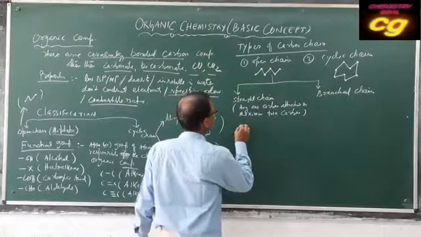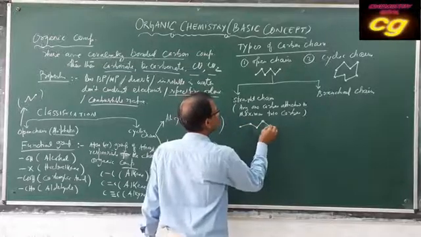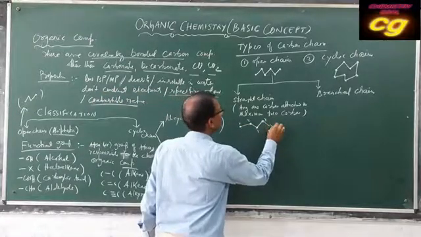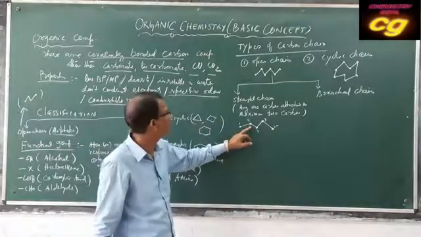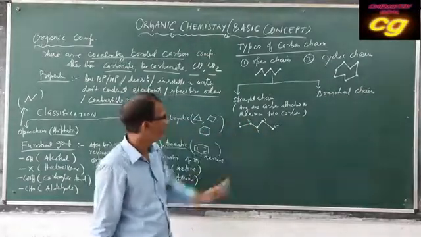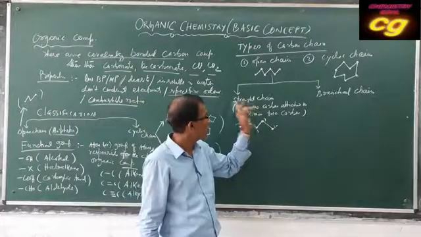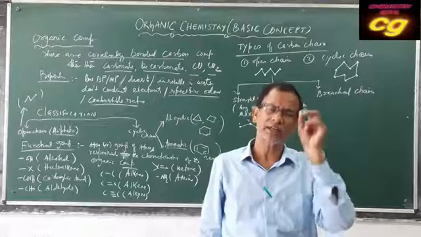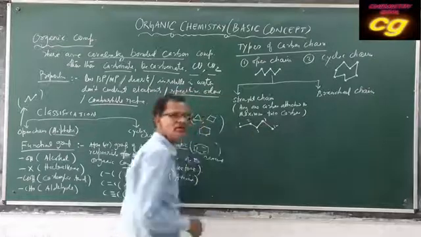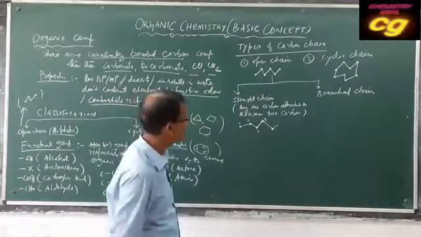For example, this is carbon, this is carbon, this is carbon, this is carbon, and this is also carbon. Take carbon number 1, 2, 3, 4, 5. Carbon number 2 is attached to 2 carbons, carbon number 3 to 2 carbons, carbon number 4 to 2 carbons, carbon number 5 to 1 carbon, and carbon number 1 to 1 carbon. So the concept is that any carbon you select is attached to a maximum of 2 carbons. Here the maximum is 2, 1 is also present, but the maximum is 2. That's why it is a straight chain.